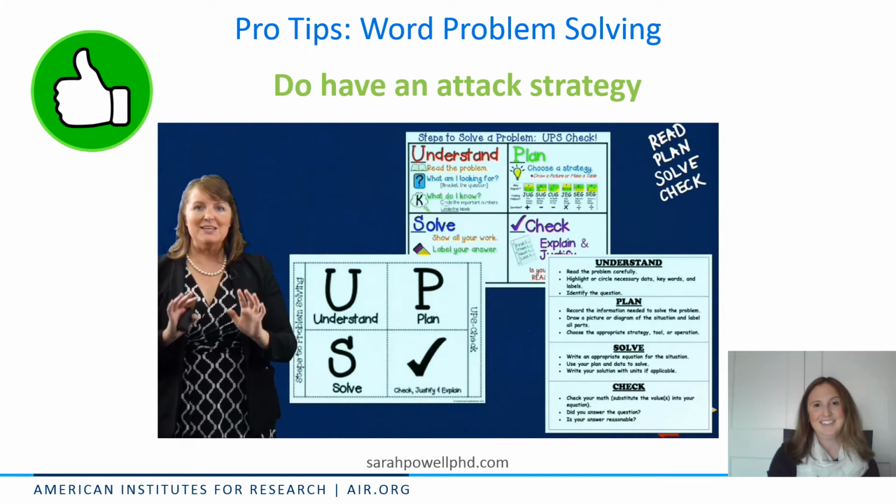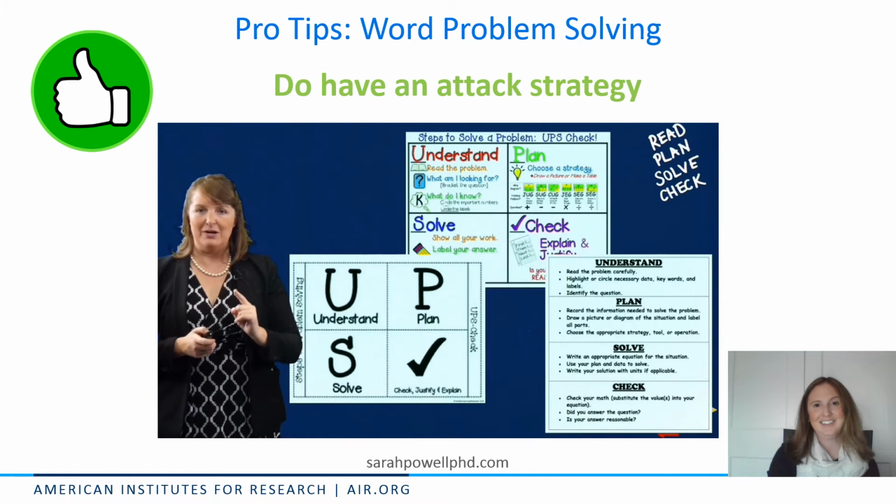Remember, the important thing is that you have an attack strategy and you use it regularly.